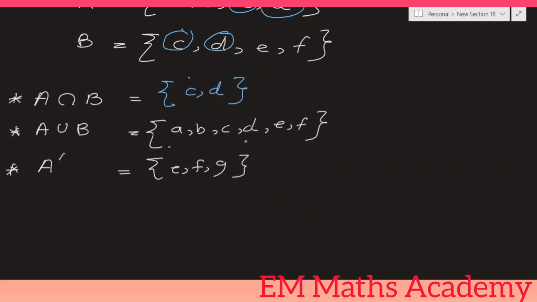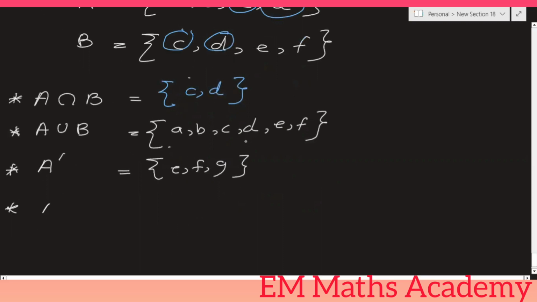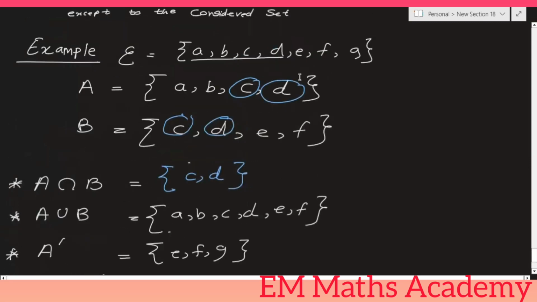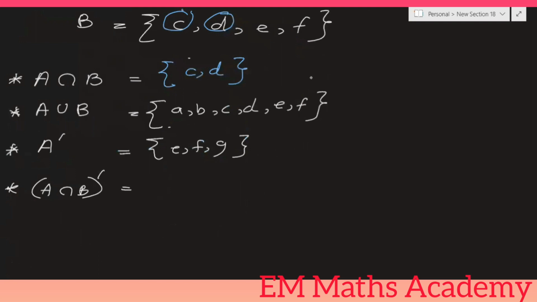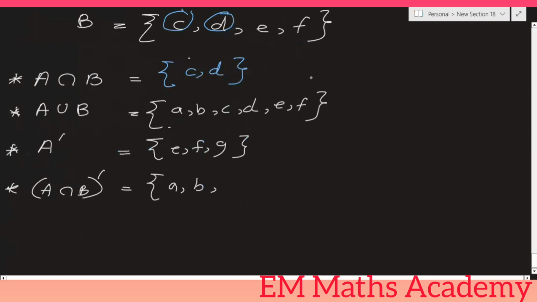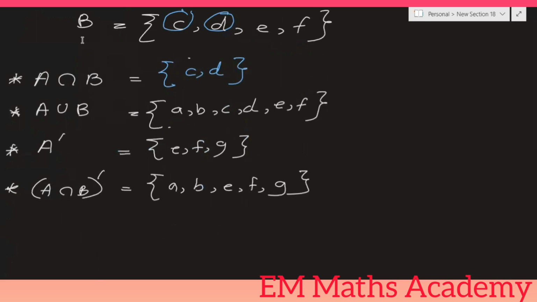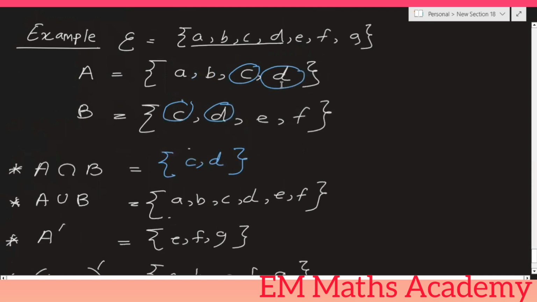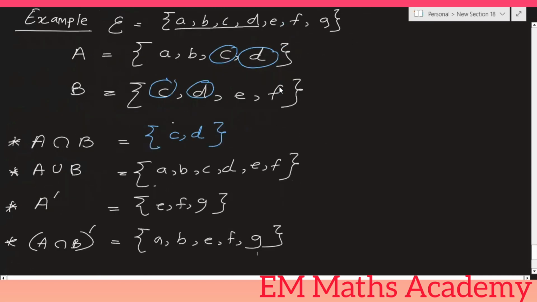Now tell me, what are the elements of (A intersection B) dash? A intersection B is C, D. Then (A intersection B) dash is everything other than C, D: that is A, B, E, F, G. We have to consider the complement of a given set with the universal set. This is how we do the operations.